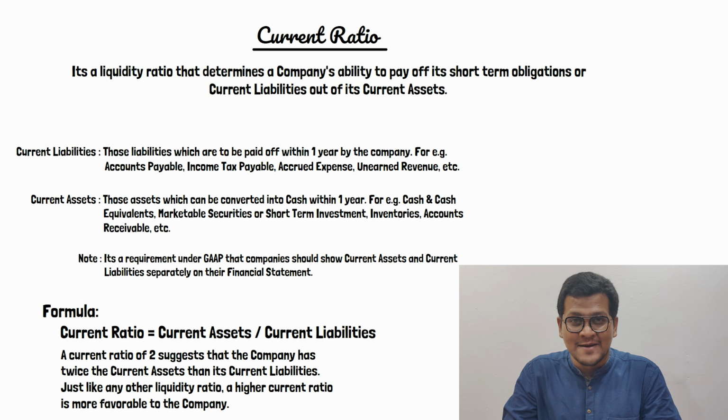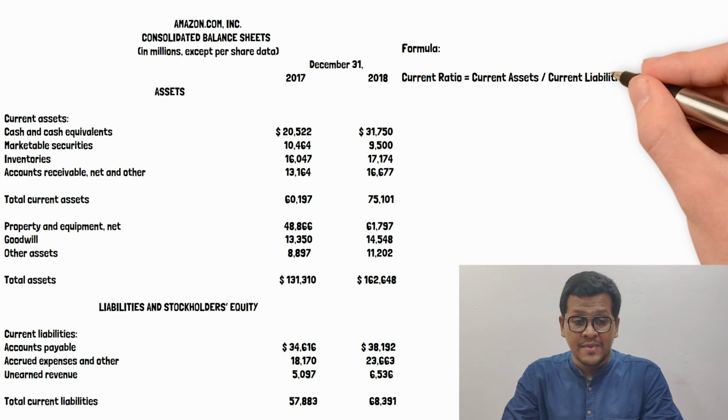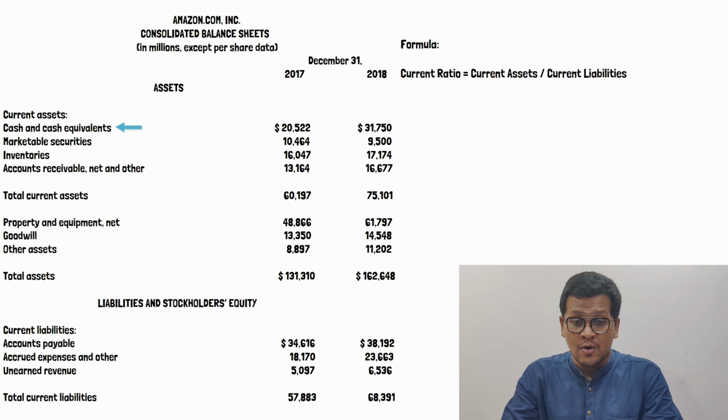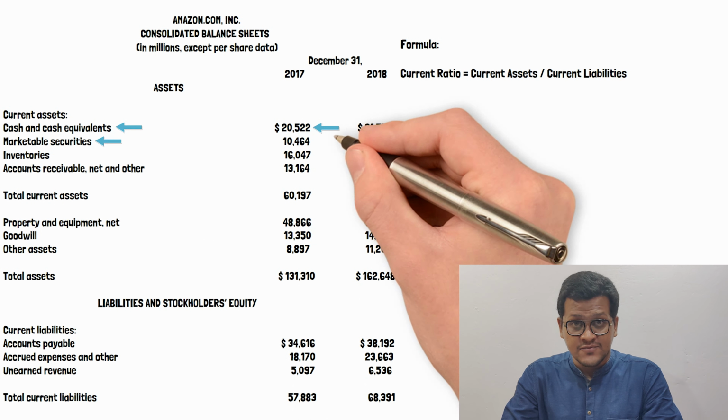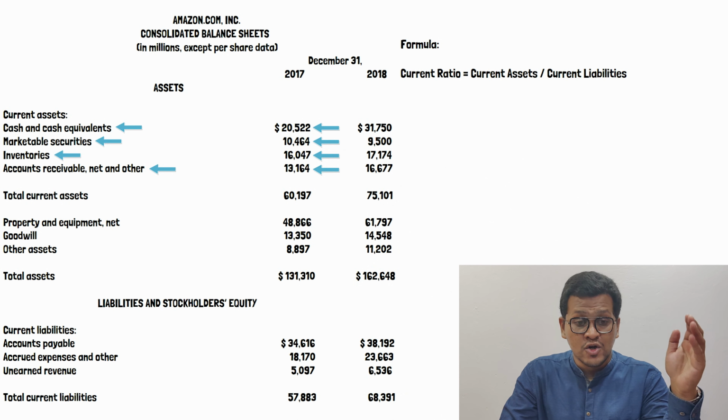Now, let's work on an example. In front of us, we have the balance sheet of Amazon.com for the year 2017 and 2018. We will compute the current ratio of 2017. The formula is current assets divided by current liabilities. We will move to the current assets section. We have cash and cash equivalent amounting to 20522 million. We have marketable securities, that is 10464 million. We have inventories, that is 16047 million. We have net accounts receivable 13164 million. Now, if we add these four items, we are going to get total current assets amounting to 60197 million.